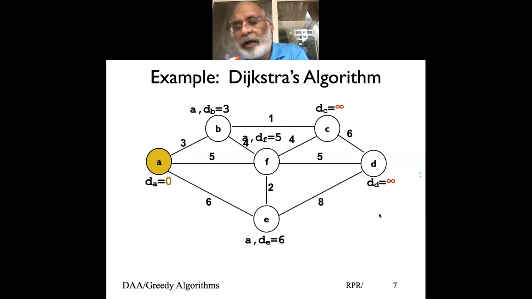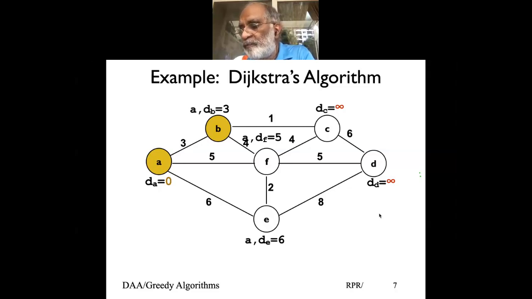Now my queue has 5 nodes. If you look at my queue, it has node B with a distance of 3, node F with a distance of 5, node E with a distance of 6, C with a distance of infinity, and D with a distance of infinity. From among these 5 nodes, we find the node with minimum distance, and the minimum distance happens to be for B, which is 3. So we pick this node B, and since we have picked it up, we look at all the edges going out from B.